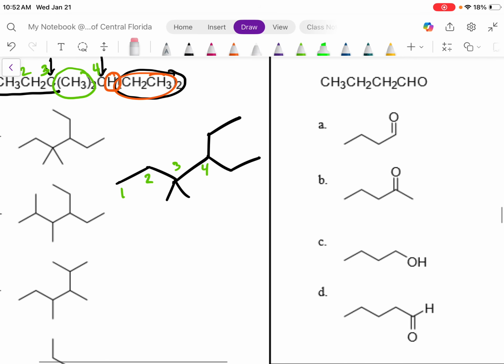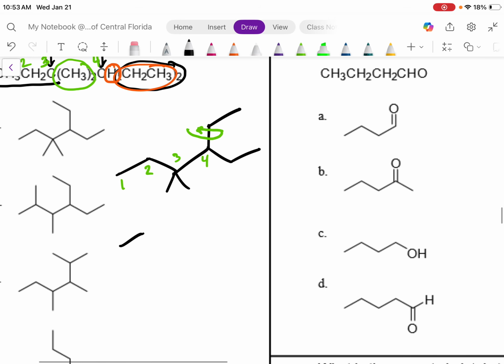Now, recall from class that these bonds right here, they're sigma bonds or single bonds. And there's going to be free rotation around a single bond. So I could have very well drawn this molecule to look like this. So what did I do? I just took this guy and just put it over there. And you can do that because there's free bond rotation around single bonds.